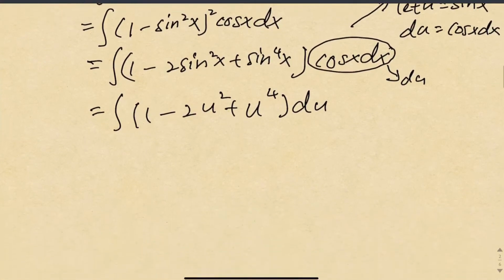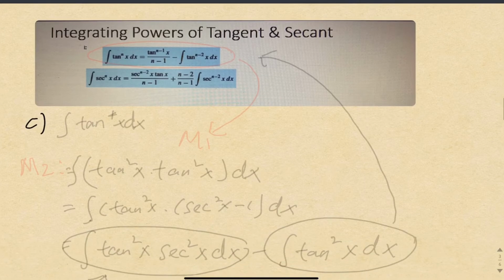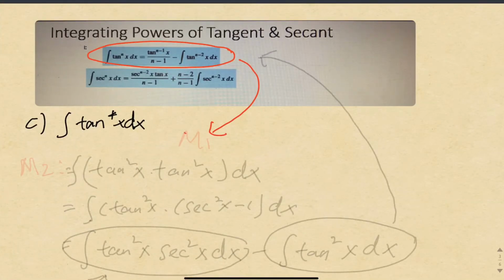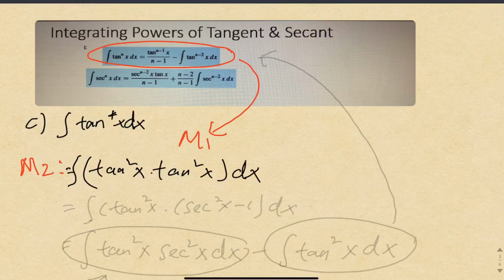Okay, we continue with question 1. Part C is to integrate tangent to the power of 4x dx. Same here. For the first method, you can use this formula to solve. Or the second method is you can actually split tangent to the power of 4. You can split it to become tangent squared x times tangent squared x dx.